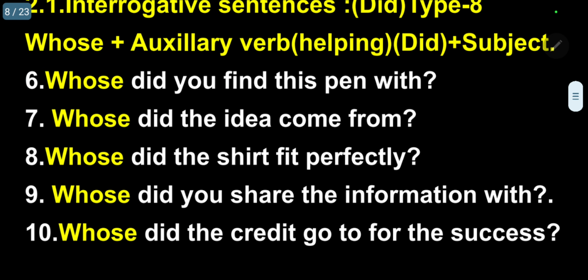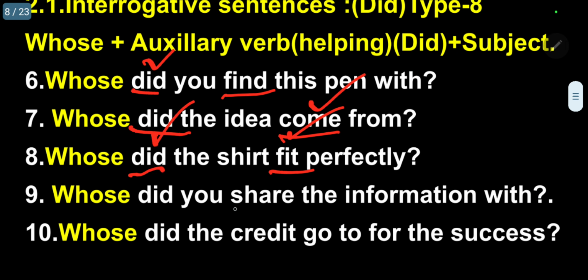Continuation under did. Whose did you find this pen with? Find, main verb, did, auxiliary. Whose did the idea come from? Come, main verb, did, auxiliary. Whose did the shirt fit perfectly? Fit, main verb, did, auxiliary.